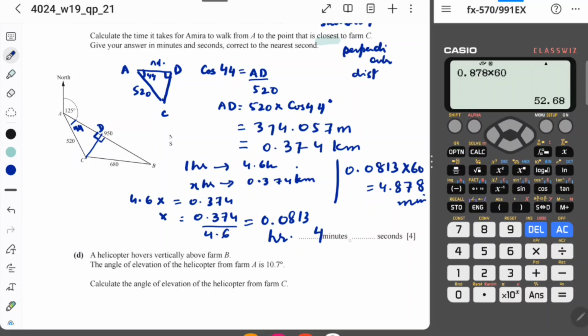It means 53 seconds. Okay, so this is the answer for this part.